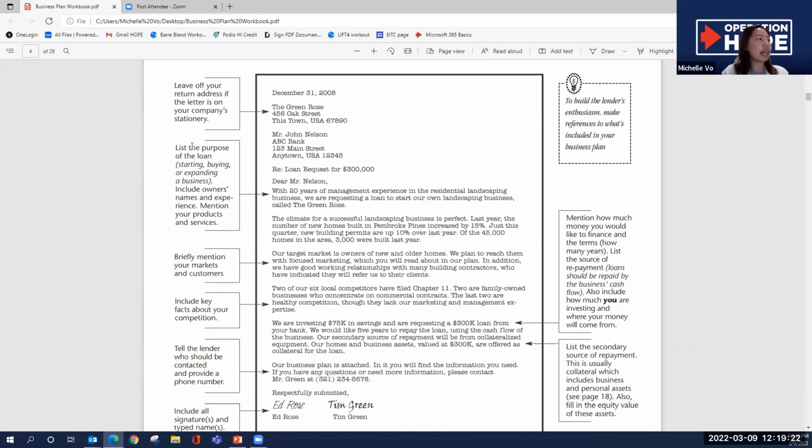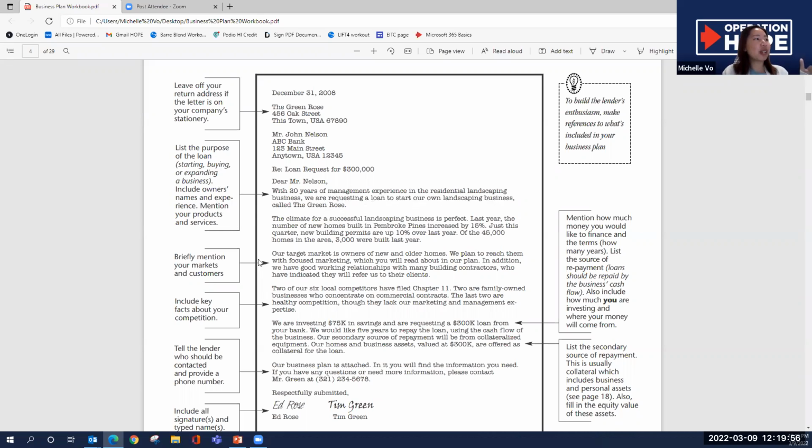So they list the purpose. You do want to list at the beginning the purpose of the loan, whether you're starting a business, buying, or expanding your business. You want to include the owner name and experience, and mention your products and services. For example, they literally say, with 20 years of management experience in residential landscaping business, we are requesting a loan to start our own landscaping business called Green Growth.